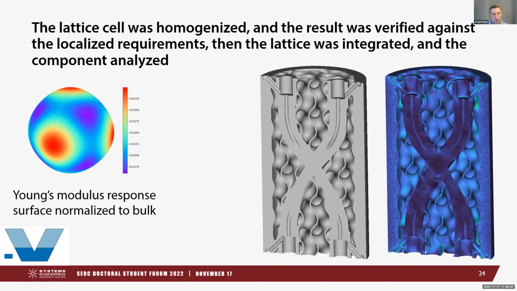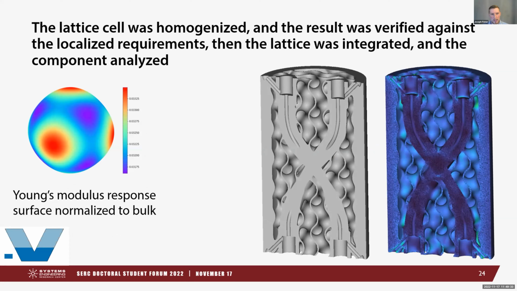And then we can go and apply homogenization, which is an approach where you simulate one unit cell of the lattice, and you can get the directional properties. You can apply that to a larger volume, and instead of having to simulate each cell of the lattice, you can simulate material that represents what the lattice properties should be globally.